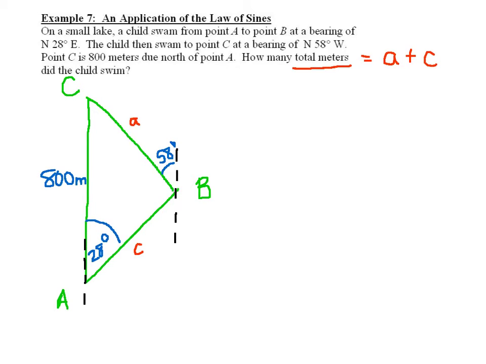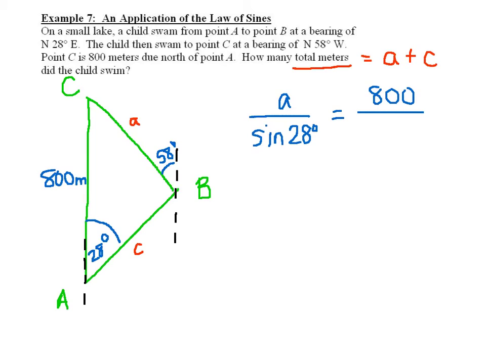So if we can use this 800 on the left, then we have to know what this angle is right here. If we're going to find out what side A is, that means we're going to need A over the sine of 28 degrees. But the only other side we can use is our 800, so that means we're going to have an 800 up here. But we need to find out what our angle B is. So we need to figure out what this angle is right here.